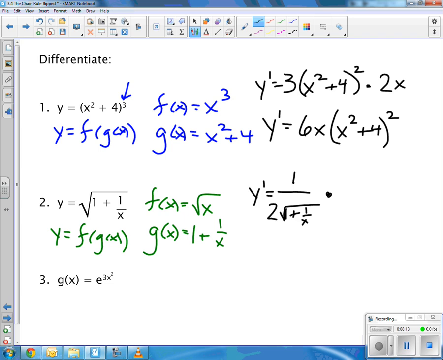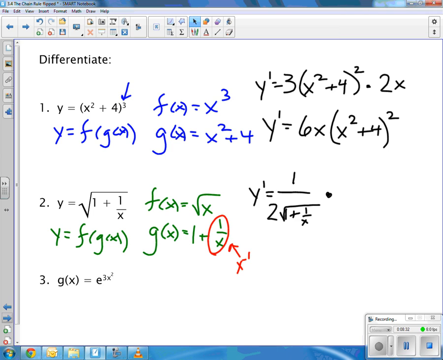So g of x has 1 plus 1 over x. Well, the 1 is just going to go to a 0. And for my 1 over x function, I know that that's really x to the negative first power. Sorry, let me go back over here and actually show what I'm talking about. So this 1 over x is really just x to the negative 1 power.